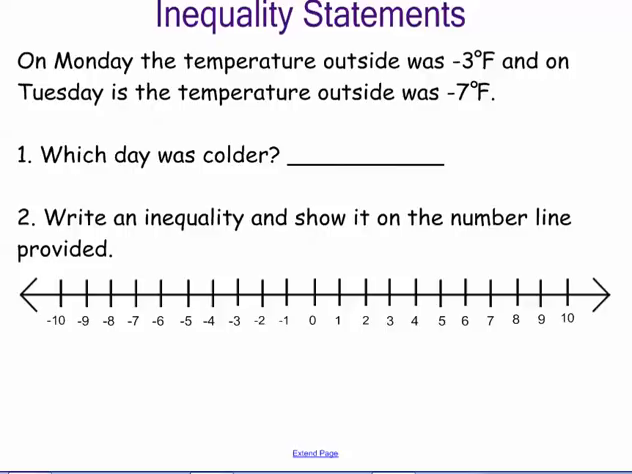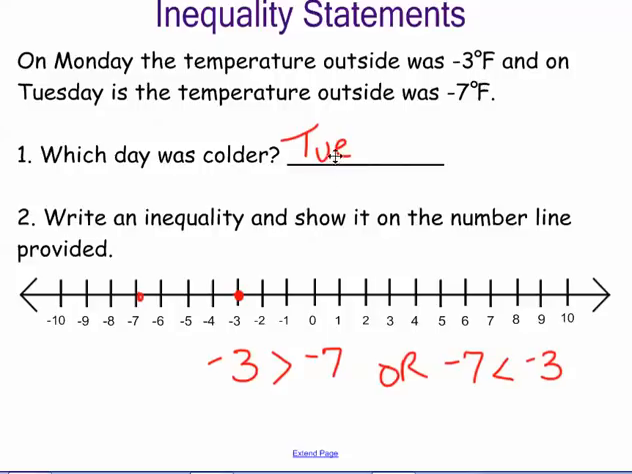All right, you do the next one. Same thing. You do that one, pause the video, and come back. All right, check that answer. Tuesday was colder, and the inequality would be negative 3 is greater than negative 7, or negative 7 is less than negative 3. Either one I'll take.